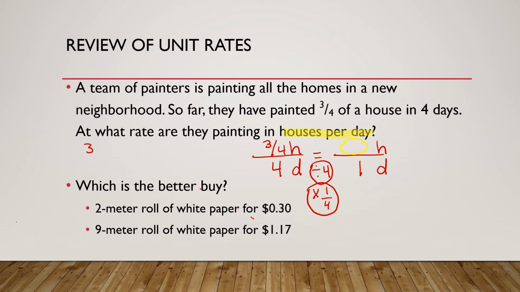So we have 3/4 multiplied by 1/4. And we just multiply straight across. 3 times 1 is 3, and 4 times 4 is 16. So we get 3/16. So that is our answer right here. They can paint 3/16 of a house in 1 day.